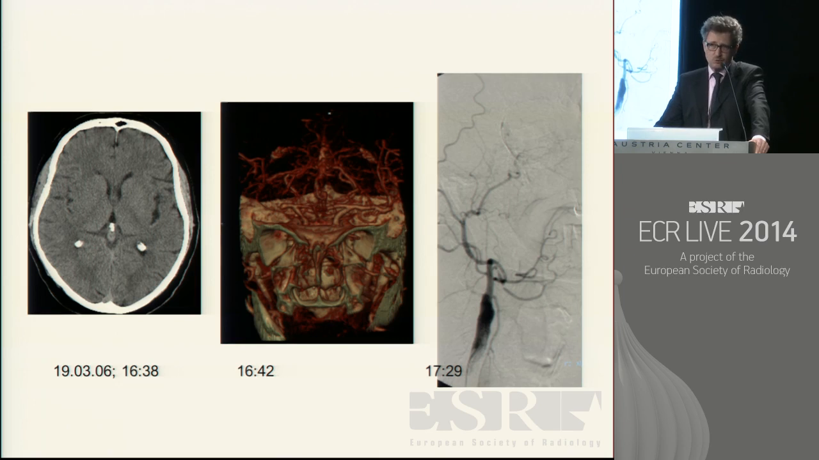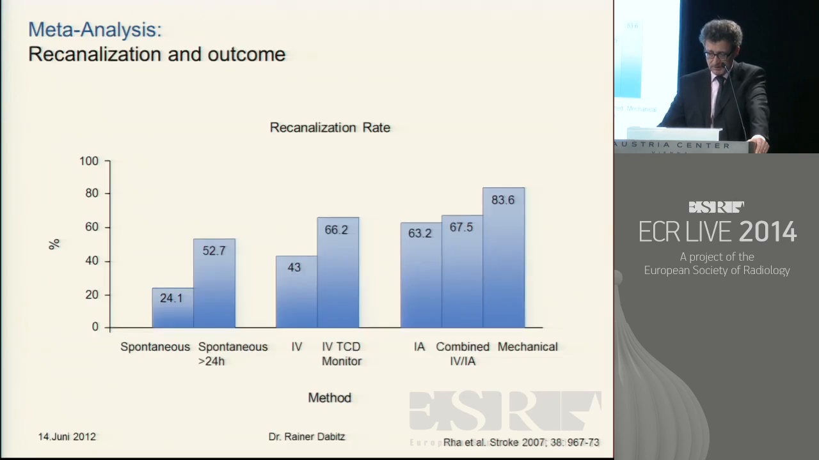And this is a special form of candidates for intraarterial treatment. This is an occlusion of the internal carotid artery right at the orifice of the carotid artery at the neck, at the carotid bifurcation, with severe stroke. These patients are also candidates for treatment. We will come back to that later.